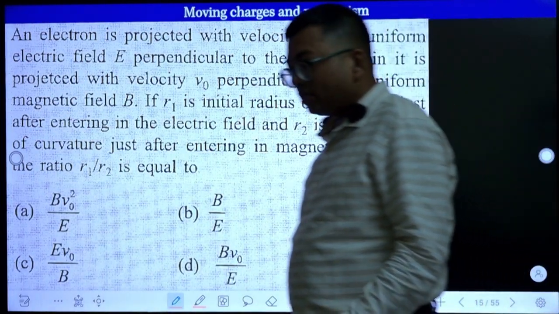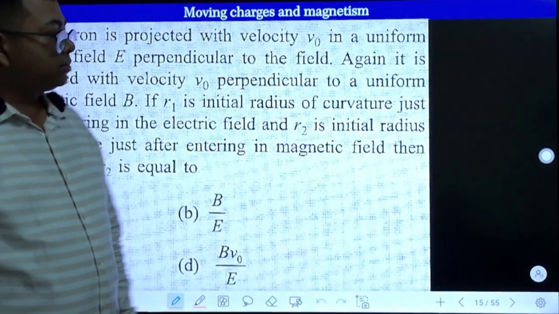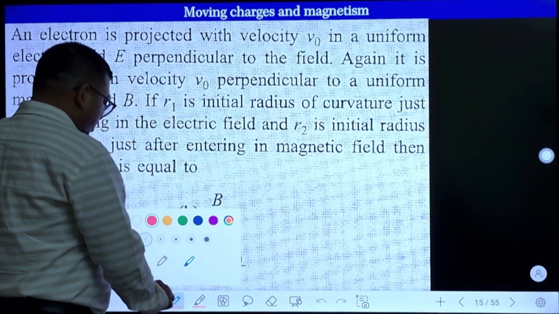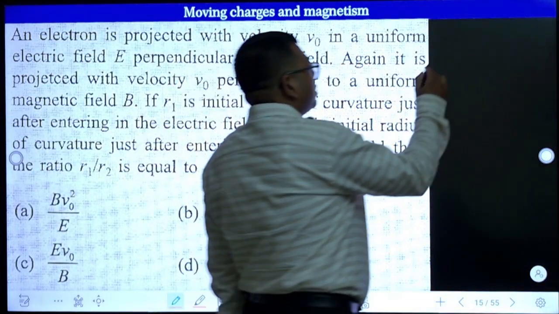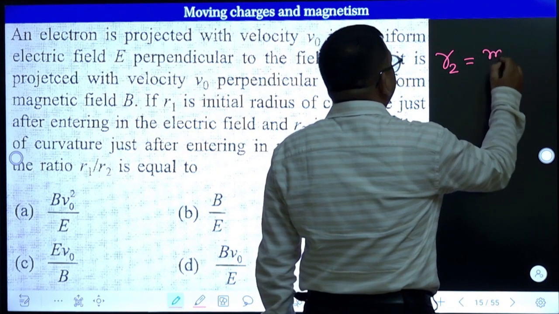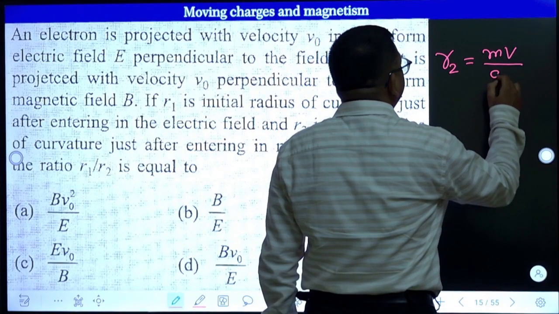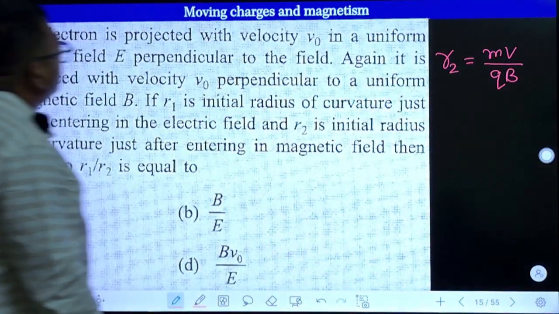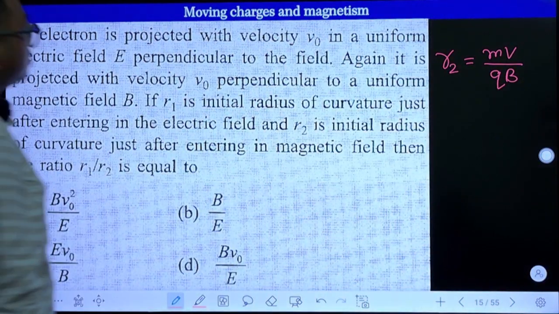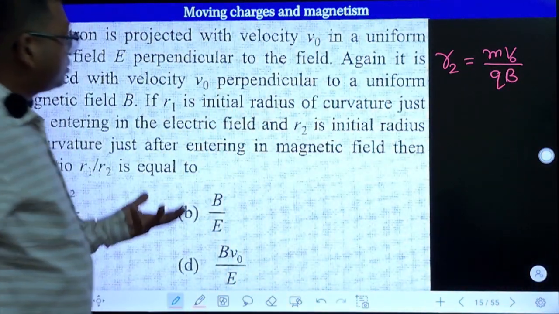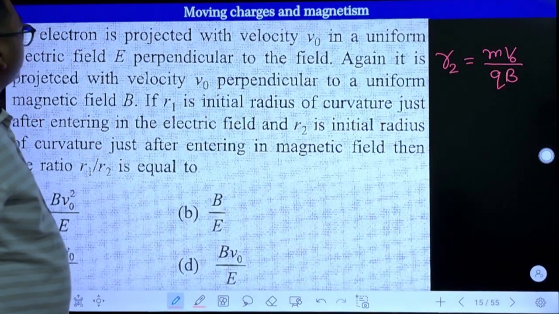The radius of curvature we can calculate just like for the magnetic field. For the magnetic field, what is the radius of curvature? R2 here in this case is m v by q B, right? The velocity is v naught, and it's an electron, so the charge you can write as e.